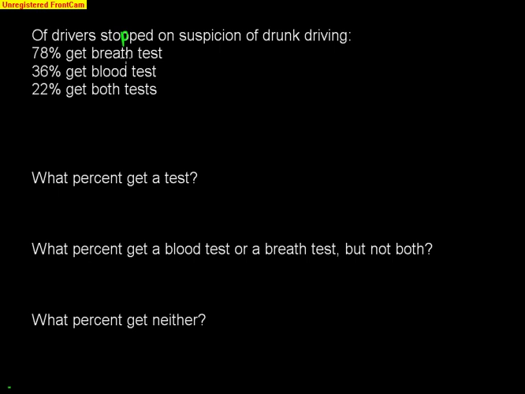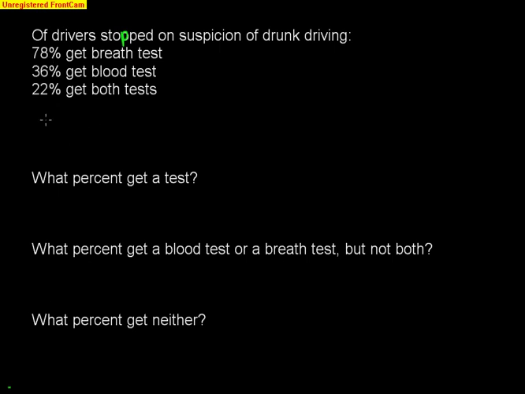Now I want this to be very clear. Of these 78% that get breath tests, some of them might also get blood tests. Remember, all I know is that 78% get breath tests. It doesn't say only breath test and nothing else. It says breath test. Some of them may get both. Of the 36% that get blood tests, some of them may get the breath test as well. I just know that 36% get blood tests.